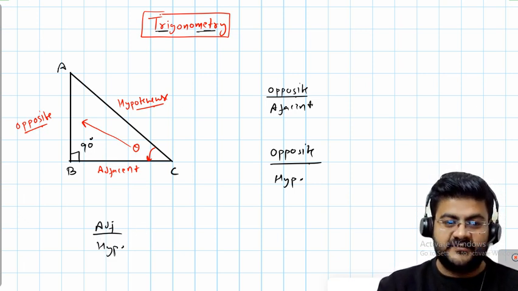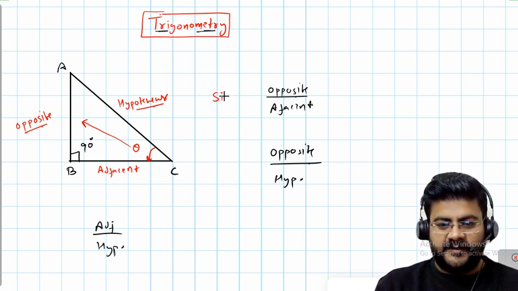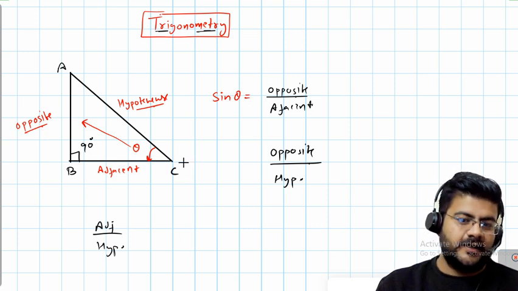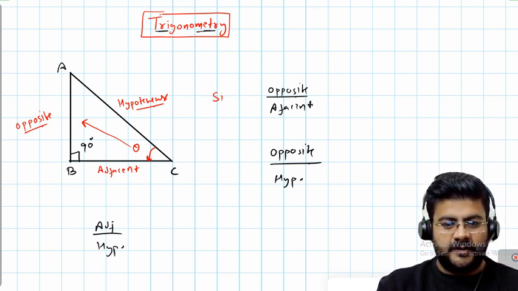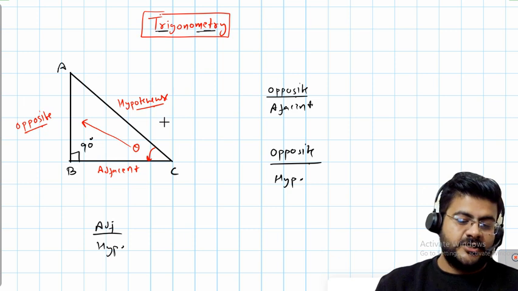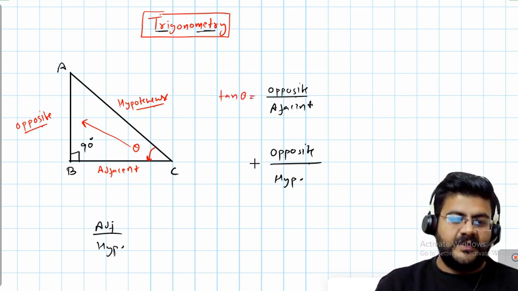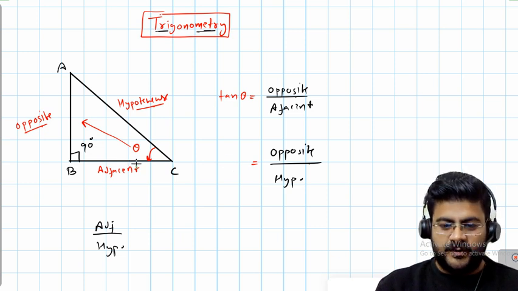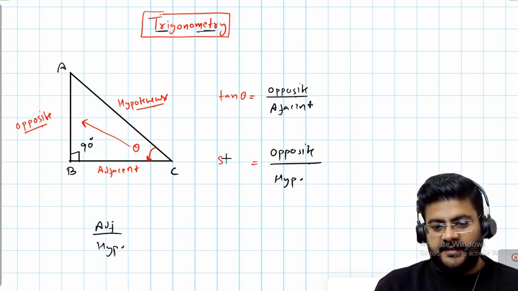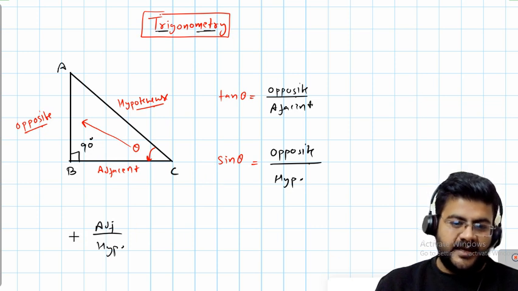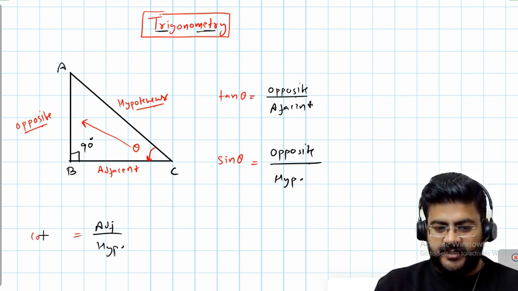Now we have some special names for them. Sorry, I think I labeled it wrong, because opposite over adjacent is the one known as tan of theta. Then the next one, opposite over hypotenuse, is sine theta. And the last one, adjacent over hypotenuse, is cos of theta.